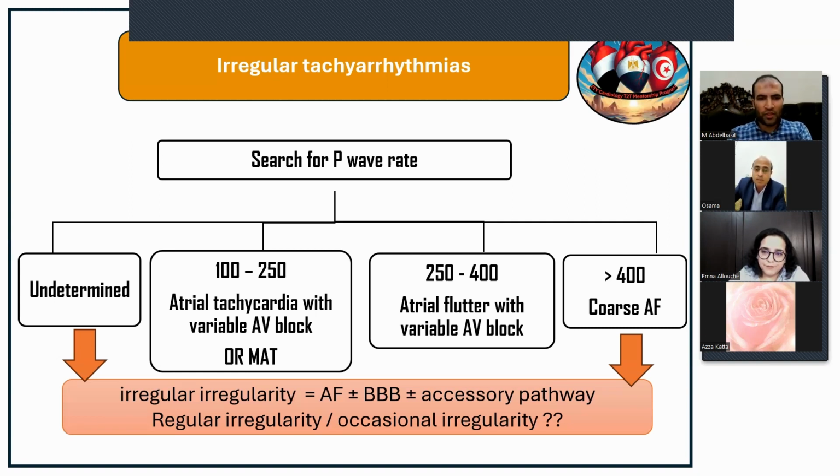So, moving to the rest of the algorithm, if the atrial rate is from 100 to 250, we could think of atrial tachycardia with variable block if it is monomorphic atrial activity, but with multifocal atrial activity and an atrial rate more than 100, we could think of multifocal atrial tachycardia. If the atrial rate is from 250 to 400, it is atrial flutter with variable AV block. We know that multifocal atrial tachycardia is frequently encountered in patients with COPD and usually responds to calcium channel blockers.